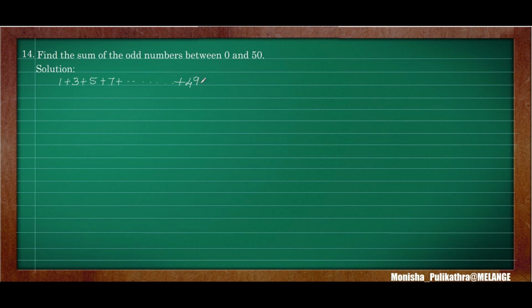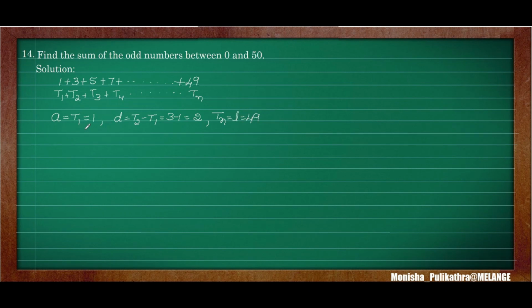49. So this is the sequence: T1, T2, T3, T4, etc. up to Tn, the last term. The first term is A equal to T1, that is 1, and the common difference is T2 minus T1, that is 3 minus 1 is equal to 2. Next, the last term is Tn, which is also equal to L, that is 49.